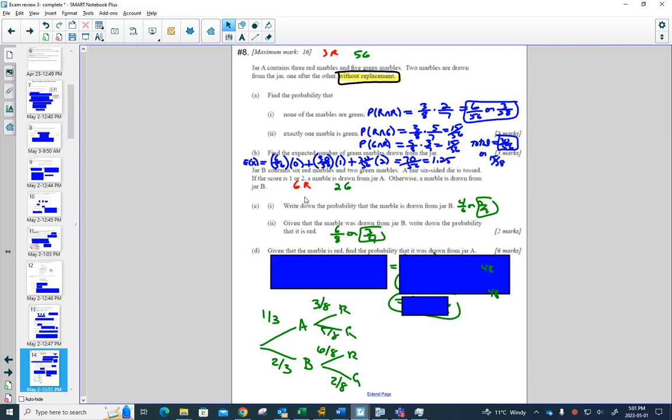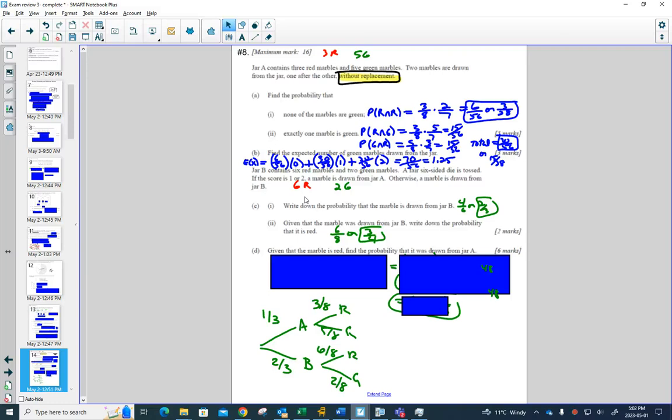The harder conditional probability is when you have to work backwards in time. If I told you I drew a red one, what are the chances it came from jar B? If you're working this way and I say you got jar A, what are your chances? Well, it's obvious. But if I tell you something now and try to figure out something in the past, that's a harder conditional probability. And that's what they have in part D.